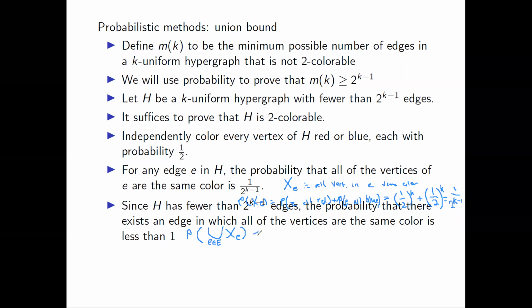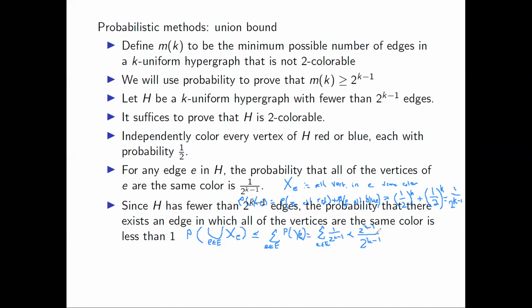So that's the probability that there exists an edge in which all vertices are the same color. By the union bound, this is going to be less than or equal to the sum over the edges of the probability of x of E. And we got in the previous bullet that that probability was 1/2 to the k minus 1. And here's where we can use the fact that H has fewer than 2 to the k minus 1 edges. We can say that this is going to be less than 2 to the k minus 1 divided by 2 to the k minus 1.